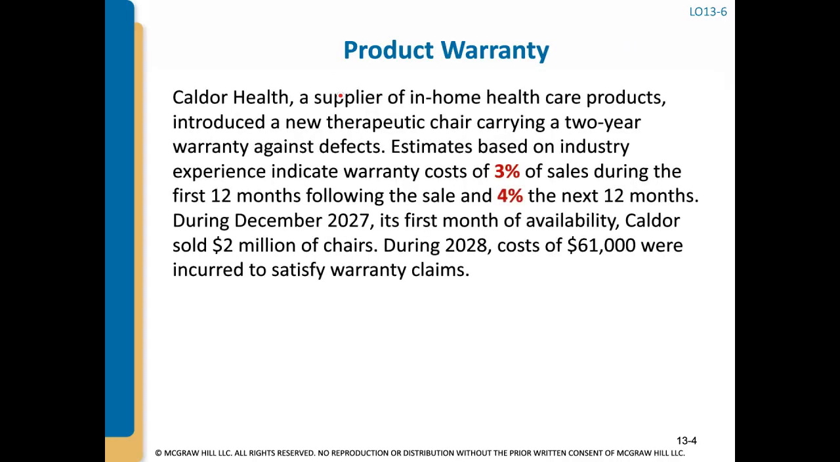Caldor Health, a supplier of in-home healthcare products, introduced a new therapeutic chair carrying a 2-year warranty against defects. Estimates based on industry experience indicate warranty costs of 3% of sales during the first 12 months and 4% of sales during the next 12 months. During December 2027, its first month of availability, Caldor sold $2 million of chairs. During 2028, costs of $61,000 were incurred to satisfy the warranty claims.